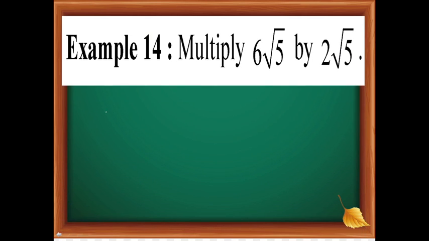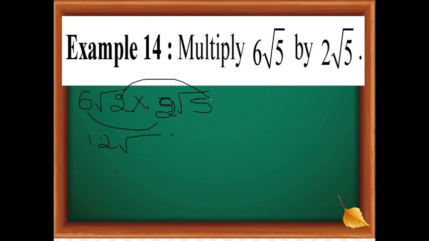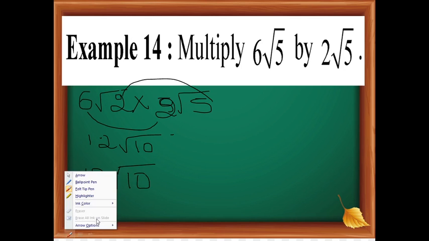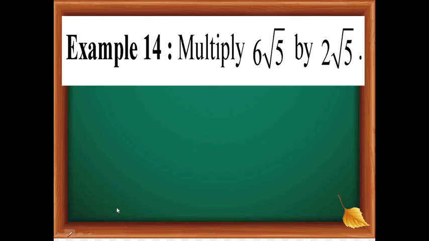We should multiply 6 root 5 and 2 root 5. What we should do? We should first write the question as it is. Then we should multiply the numericals first. 6 twos are 12, and the root as it is. Root 5 into root 5 is root 25, which is 5. Sorry, the root part: root 5 times root 5 is 5, so our answer is 12 times 5... as spoken, our answer is 12 root 10. This answer is very easy. Okay, next question we will solve here.